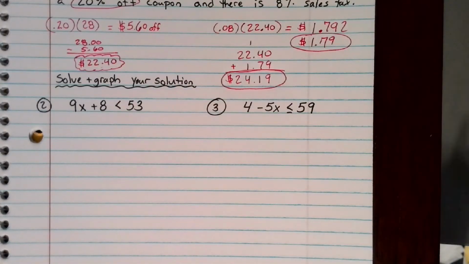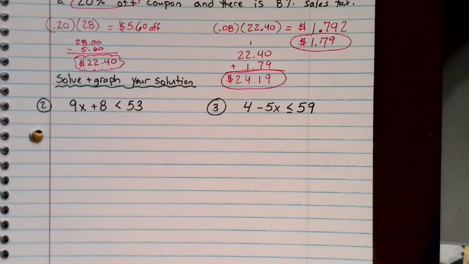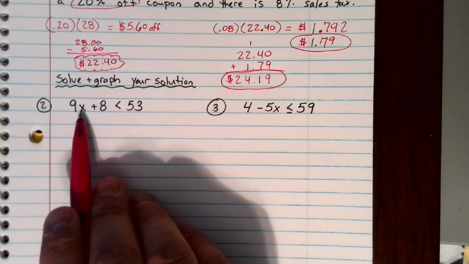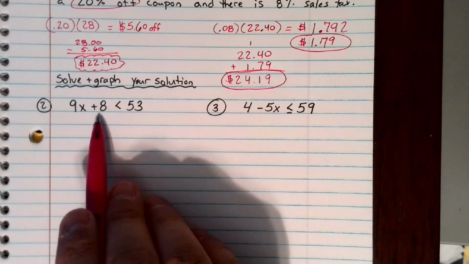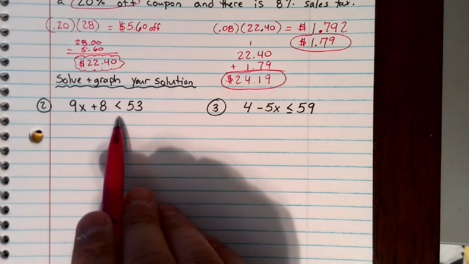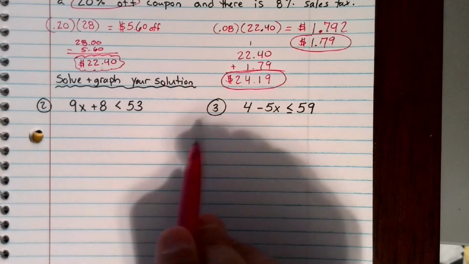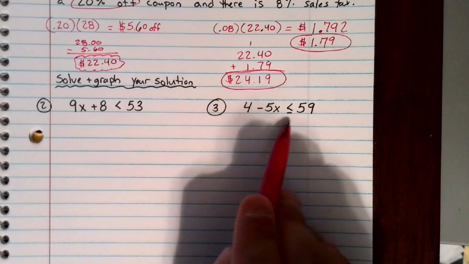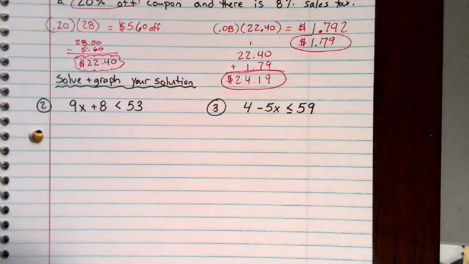Solve and graph your solutions. So these are inequalities. It's just algebra, so I still want to get x alone. The only thing to remember is that if I do an algebra step of multiplying both sides by a negative, or dividing both sides by a negative, then I have to reverse the inequality. I have to flip Gary the Gator around. So that'll happen on one of these problems here.